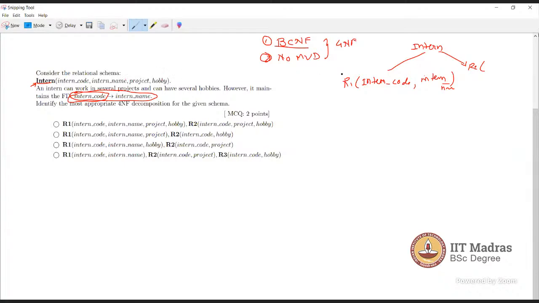So R2 is intern_code, project, hobby. Now this decomposition is lossless. Intern_code is the common attribute, and from this we can determine R1. Is R1 and R2 in BCNF or not? Yes, anyone?